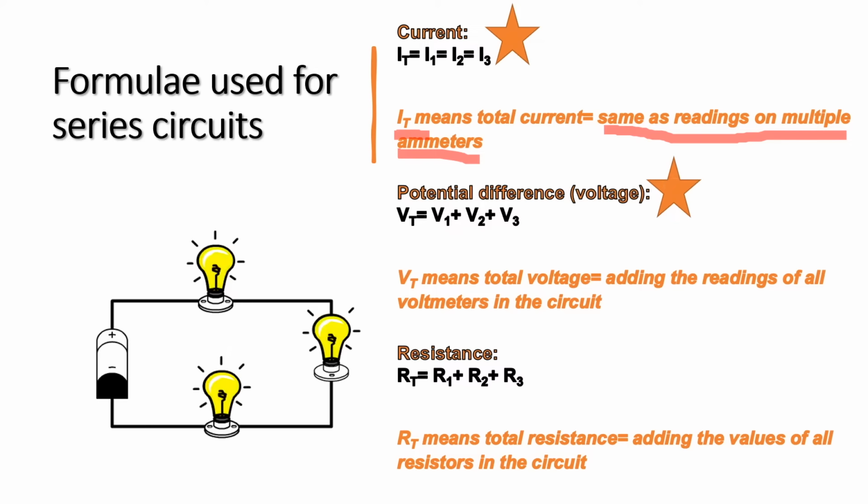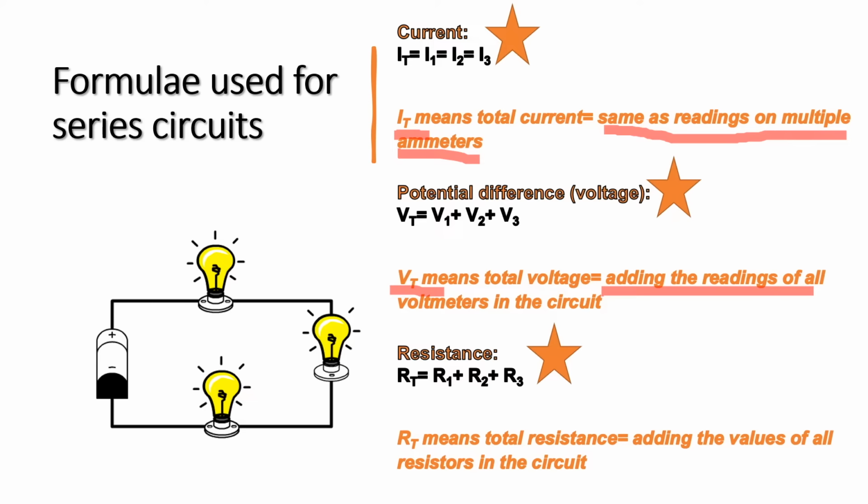Our next one is potential difference or voltage. For this formula, it is VT = V1 + V2 + V3, or depending on how many voltmeters are connected in the series circuit. VT means total voltage, and the way in which we get that is by adding all the readings of all the voltmeters connected in the circuit. So VT is adding all the readings of the voltmeters in a circuit. This is because potential difference is the sum of voltages in an electric circuit for series.